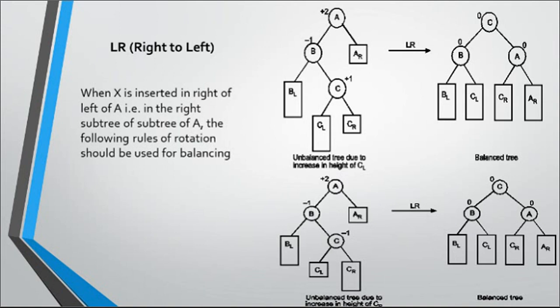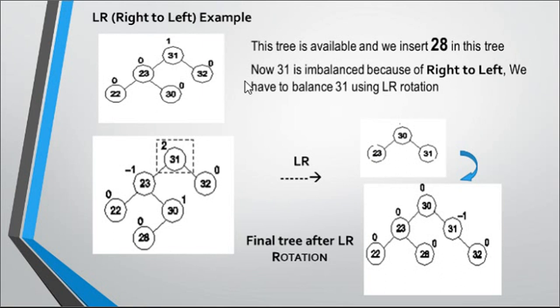So we'll see one more example of it. Now suppose we are having this tree and we have added 28. Now 28 is less than 31, greater than 23, less than 30, so we'll add this.